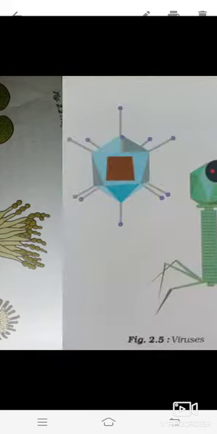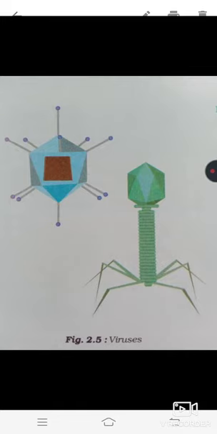And friends, these are some fungi. The left one is bread mold and the right one is Aspergillus. And the one between them is Penicillium. Okay. So now let's move on to viruses. These are viruses. Okay. So let's continue our chapter.